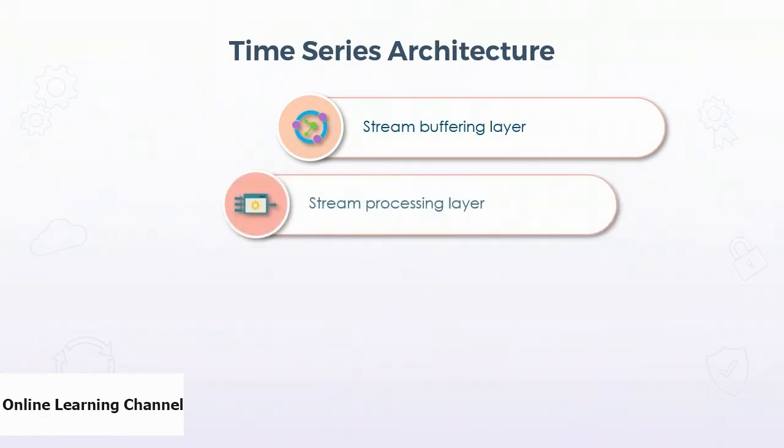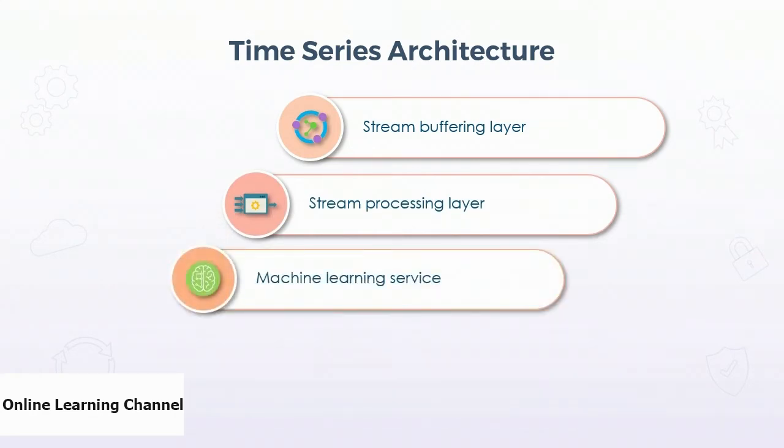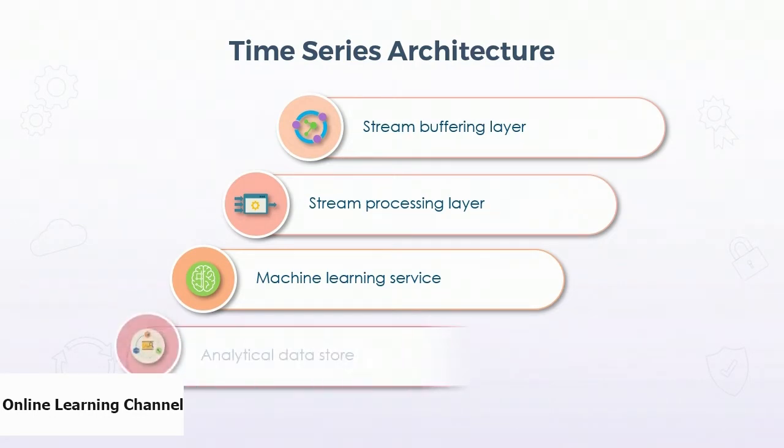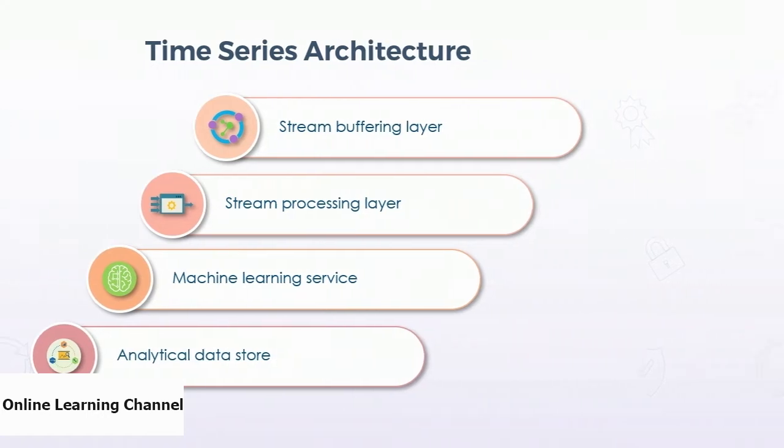Next, you have a stream processing layer. This layer may look for anomalies and issue alerts. It may also run a machine learning service to look for patterns in the data. The time series data and optionally results of the processing go to an analytical data store, such as Azure Data Explorer, where it can be queried and displayed.